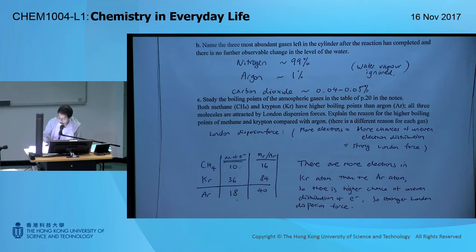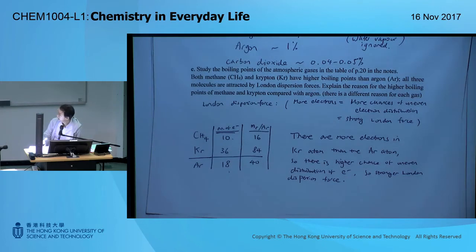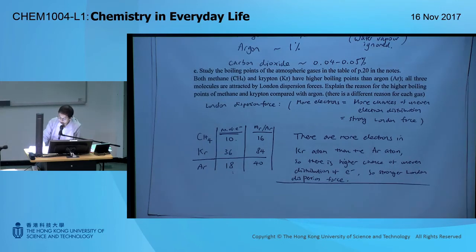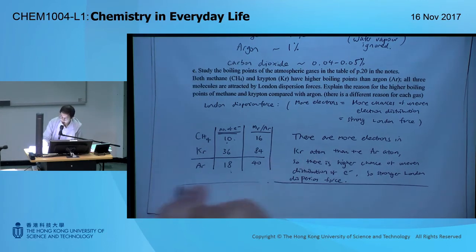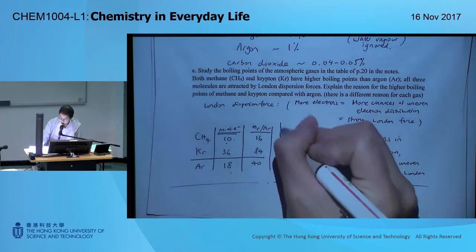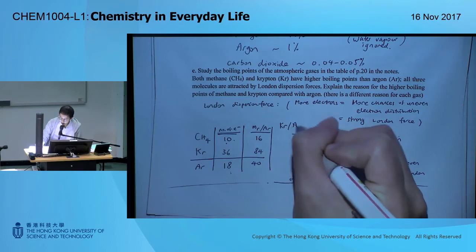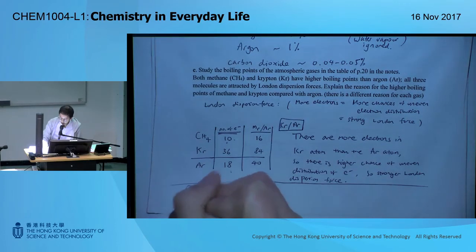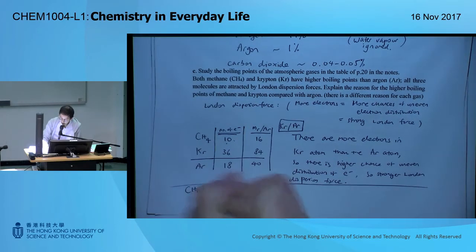So that's half of the question answered. The other half is to ask the question: methane has fewer electrons than argon, but it still has a higher boiling point. Why has methane got a higher boiling point? But then in this case, we have to consider the shape of methane. So this is methane versus argon.